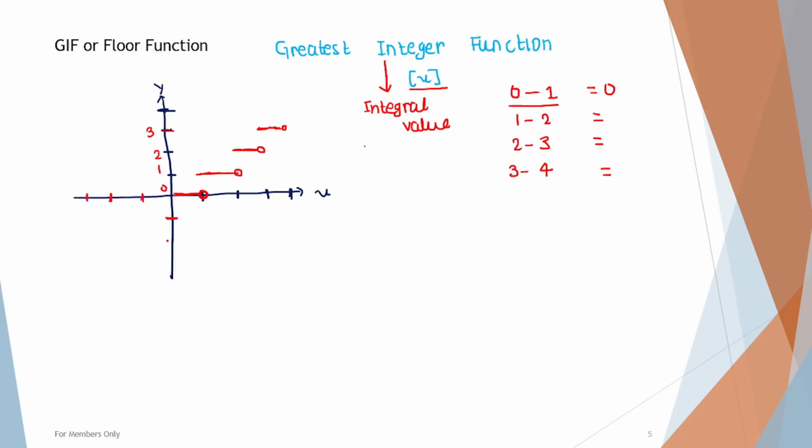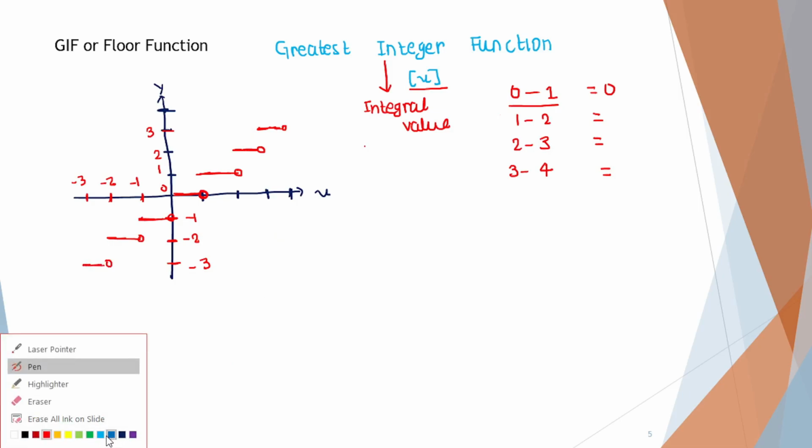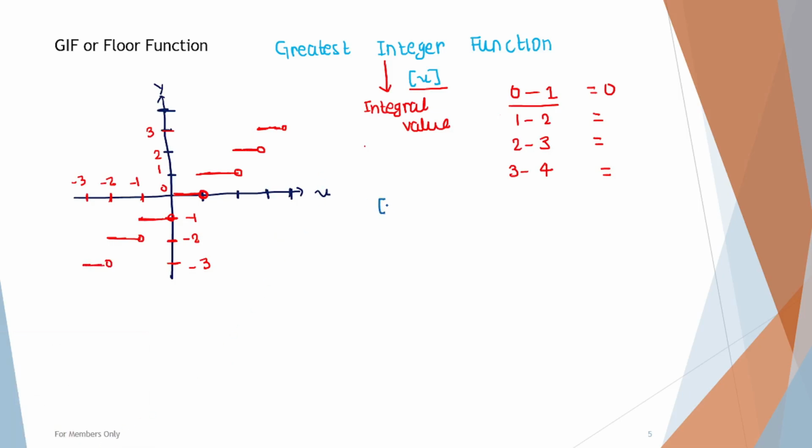And in the negative side, let me draw for the negative values of x. From minus 1 to 0 it is minus 1, excluding 0. From minus 2 to minus 1 it is minus 2, and from minus 3 to minus 2 it is minus 3. Okay, so remember this graph. Now we are going to transform it. So this is the graph for [x].